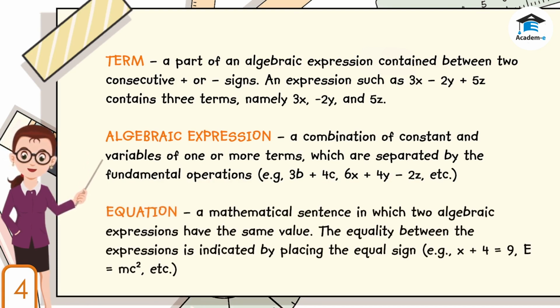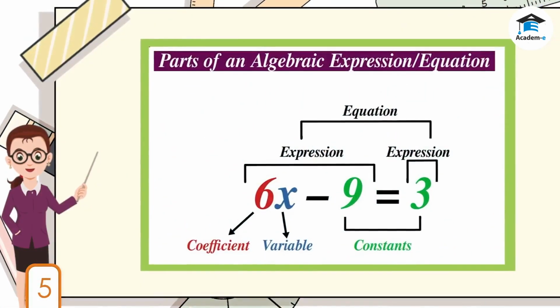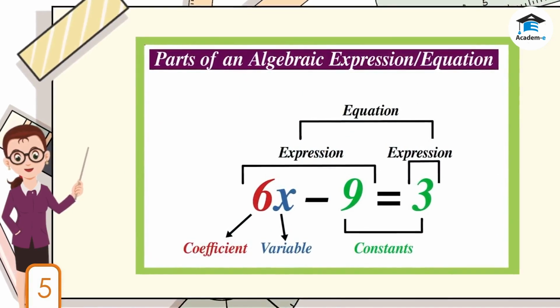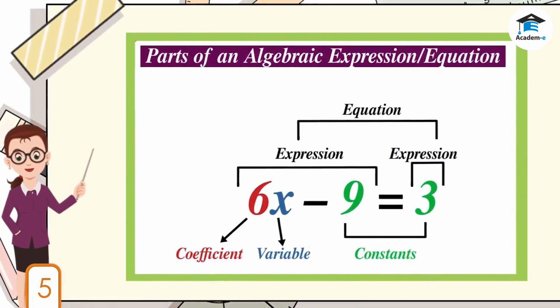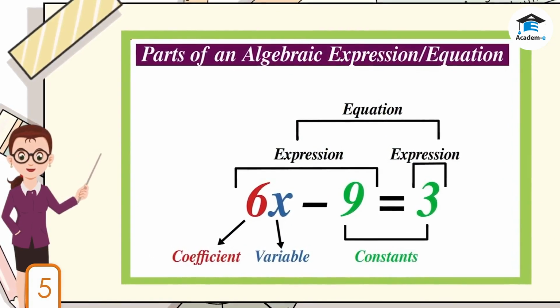An equation is a mathematical sentence in which two algebraic expressions have the same value. The equality between the expressions is indicated by placing the equal sign. For example, x plus 4 is equal to 9 and E is equal to mc squared. To be more familiar with algebraic expression and equation, here is a visual representation of coefficient, variable, operation, and constants.